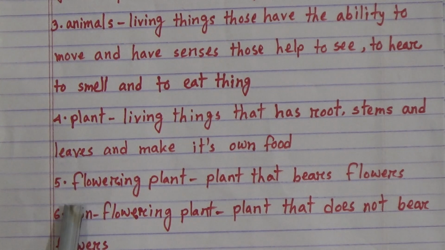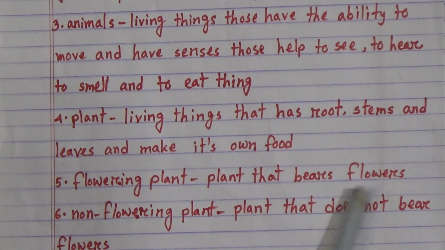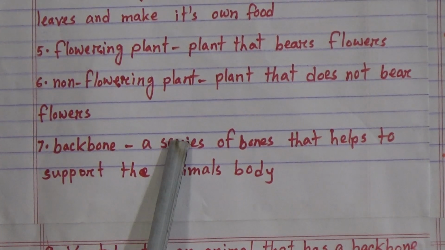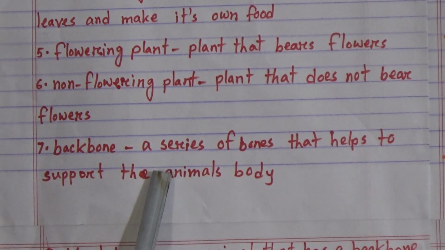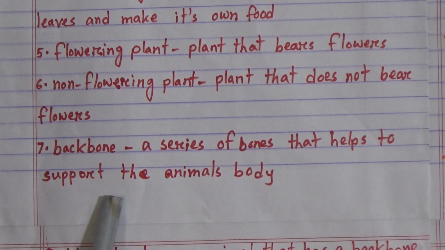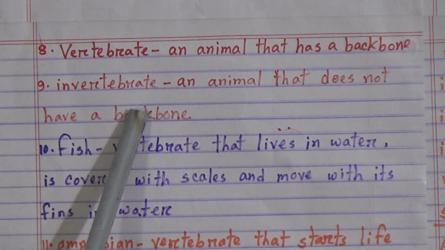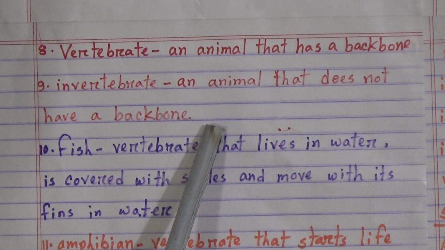Now come to number 5, flowering plant. Plant that bears flowers. Number 6, non-flowering plant. What is the meaning of non-flowering plant? Plant that does not bear flowers. Number 7, backbone. What is the meaning of backbone? A series of bones that helps to support the animal's body. Number 8, vertebrate. The meaning of vertebrate is an animal that has a backbone. Number 9, invertebrate. The meaning of invertebrate is an animal that does not have a backbone.